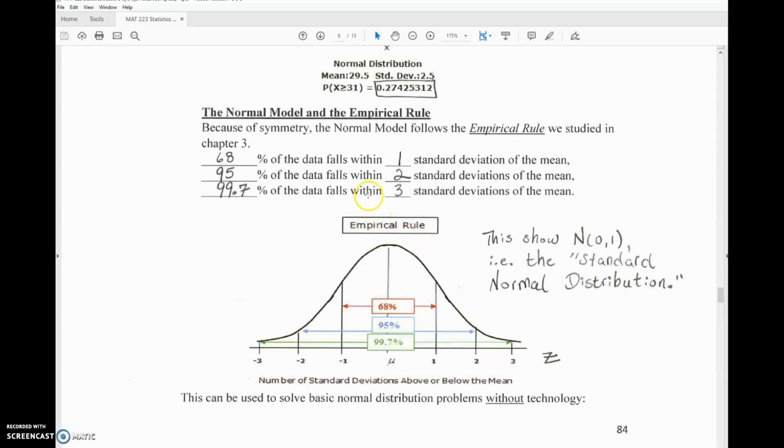Okay, and when you know the empirical rule, as long as the range of values you're trying to find shows up exactly on standard deviation lines, then we can actually find areas without using technology by using the empirical model, and I'll show that in the next video.